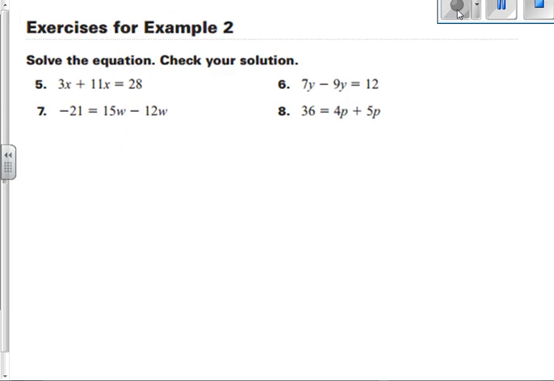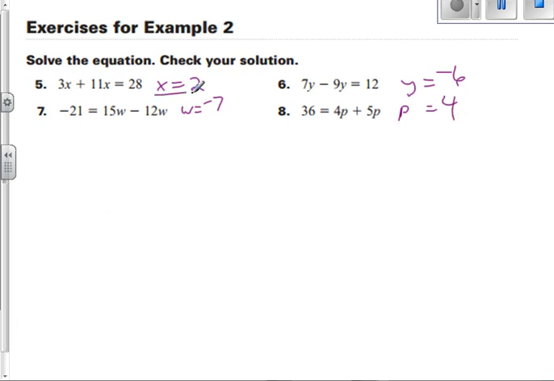Okay, welcome back. So what I'm going to do is give you the value of x. X is equal to, W is equal to, Y is equal to, P is equal to, and then I'll do the check real quick and we'll double check that. So I know for number 5 that x is equal to 2. And if I look at 6, y is equal to negative 6. And for 7, w is equal to negative 7. And 8, p is equal to 4. So we're going to do our checks real quick.